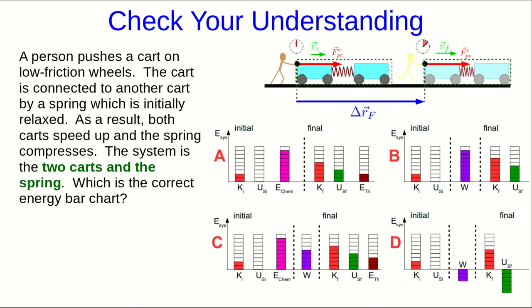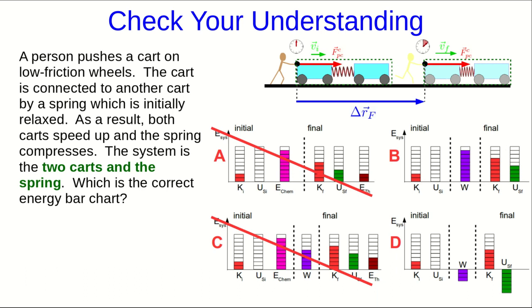Here is the question that I asked at the end of the last part of this lecture. Notice that the person is not inside the system. The changes in chemical energy, and as a result, changes in thermal energy, would be happening in the person. And so that's outside the system, and shouldn't be included in the energy bar chart.